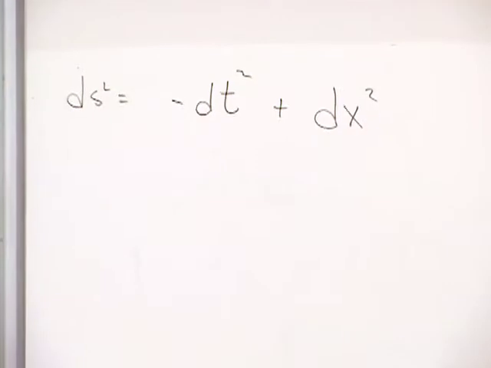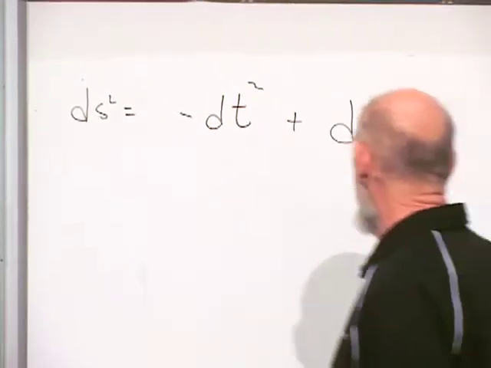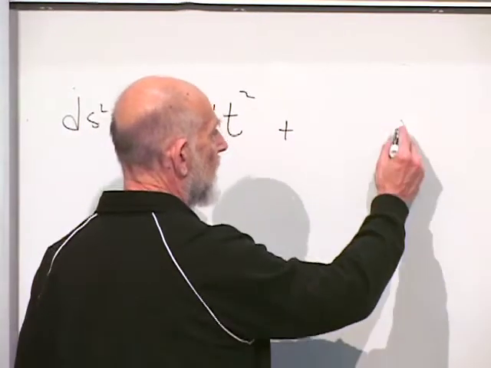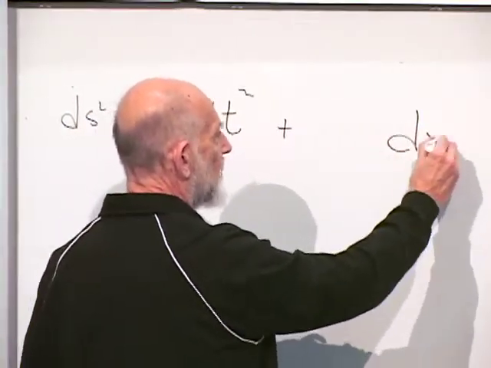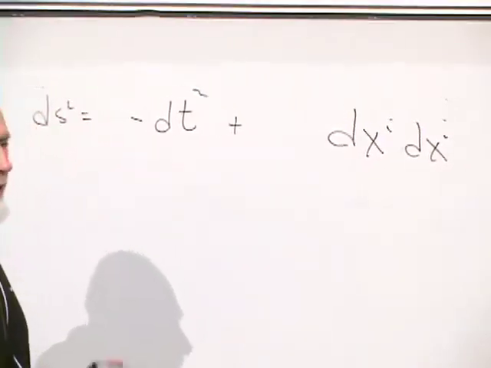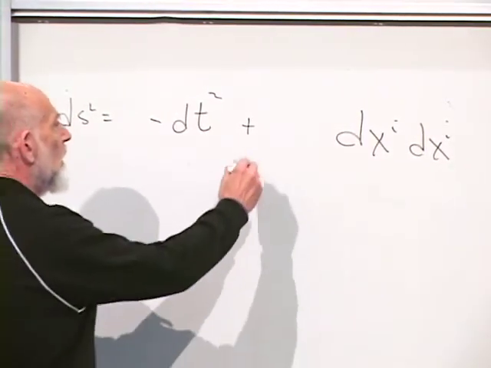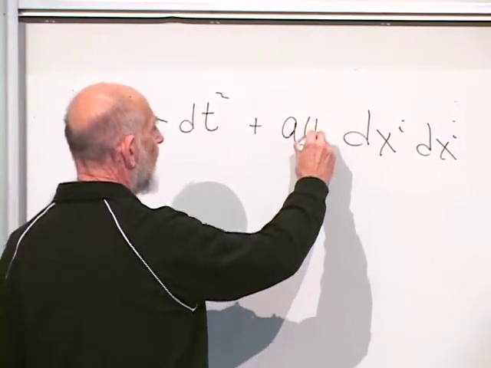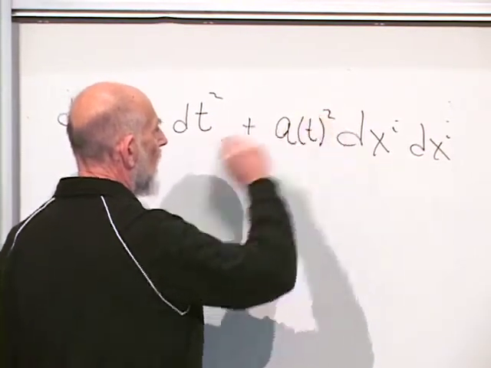But if space were expanding, you would put a factor multiplying the space component of the metric. Let's call it dxi dxi. This stands for dx squared plus dy squared plus dz squared. We'll put what's called a scale factor, a of t squared.